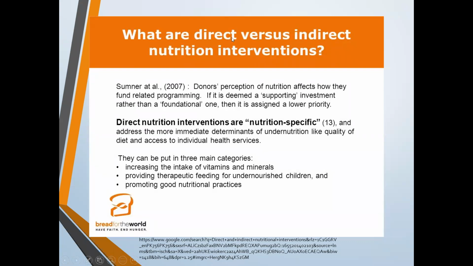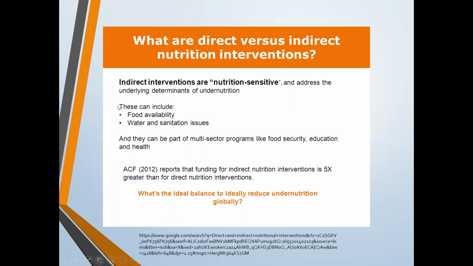So what are direct versus indirect interventions? The direct nutrition interventions are nutrition specific. These address the more immediate determinants of undernutrition, like quality of diet, and they are put in three categories: increasing the intake of minerals and vitamins, providing specific therapeutic feedings, and promoting good nutritional practices. These are all direct interventions that can be done by these organizations at different levels, but the indirect interventions are nutrition sensitive, addressing the underlying determinants of undernutrition, including food availability and water and sanitation issues related to hygiene.